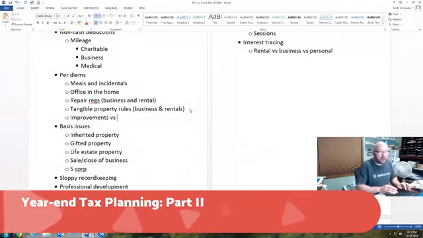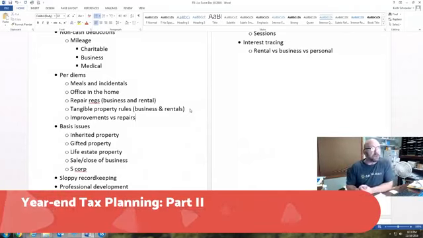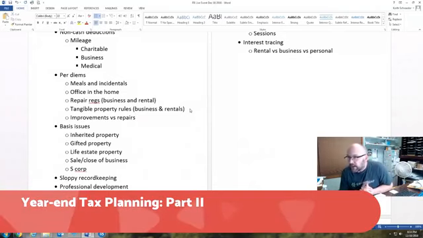Improvements versus repairs. Again, a lot of people have questions about real estate because if you're in the FIRE community or you're looking to get some financial independence, maybe retire early, what you're really trying to do is get yourself into a situation where your investments are going to be doing a good job.